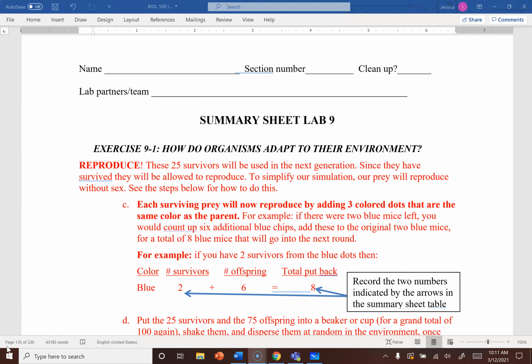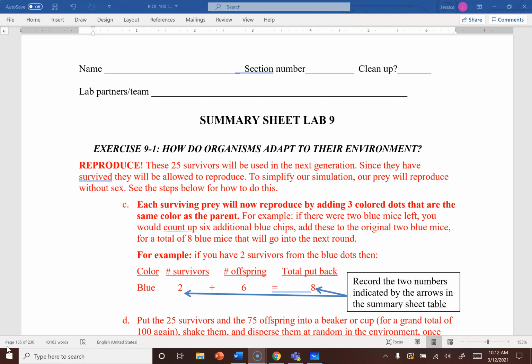So predation means that an organism hunts and eats another organism or its prey. So the predator in our simulation here is going to be a hawk. The hawk is going to come through and eat a specific number of mice by removing them from the environment in each round. So this is kind of a game this week. So you're going to have the hawk eat a specific number of organisms that is specified in your lab, and that's going to count as one round.